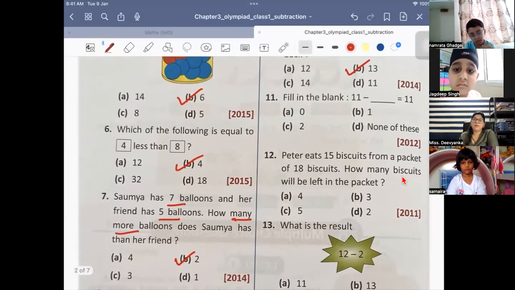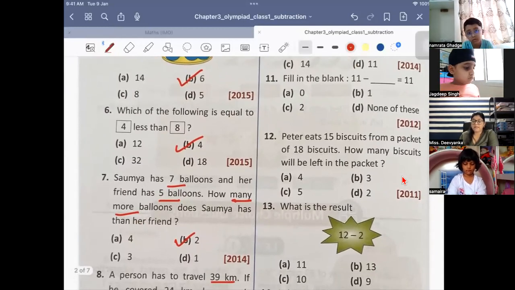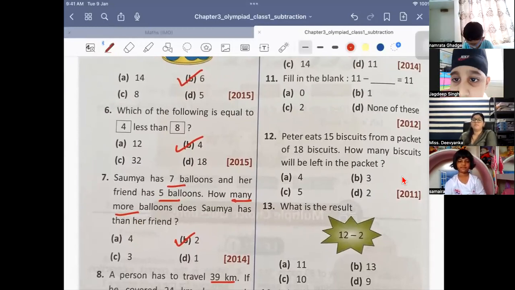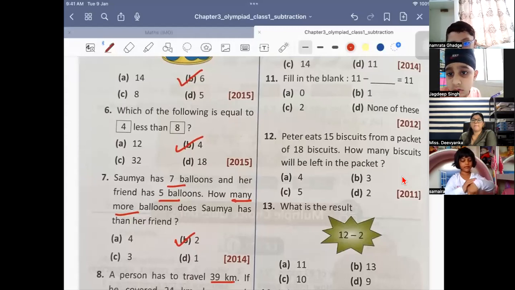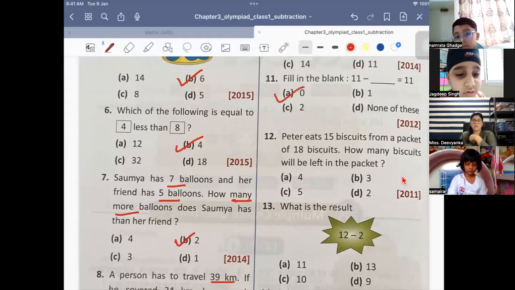Now, Jagdeep, your turn, darling. Next 5 questions for you. Fill in the blank. 11 minus dash is equal to 11. Darling, unmute. If you're saying the answer, I can't hear you. Mom, I'm thinking. Stay unmute now. Next, all 5 questions are for you. So stay unmute and let's discuss it. 0. 11 minus 0. So option A.